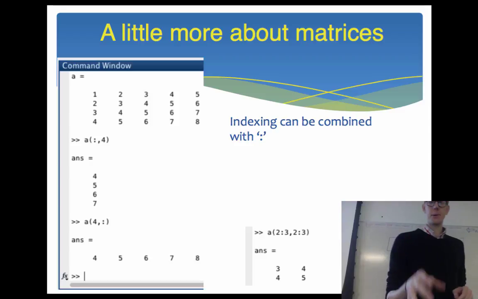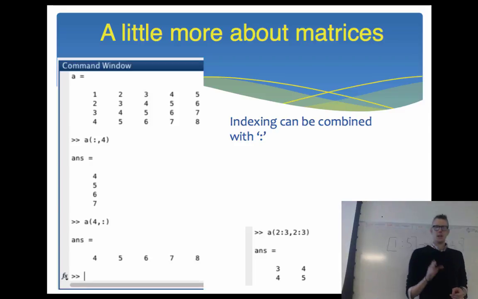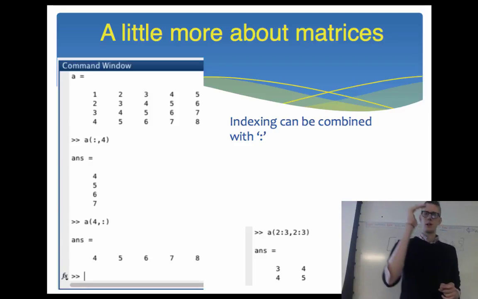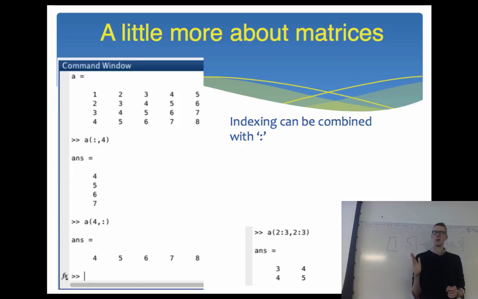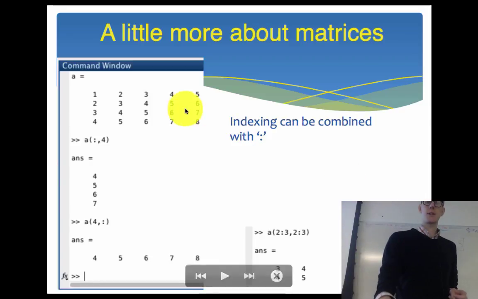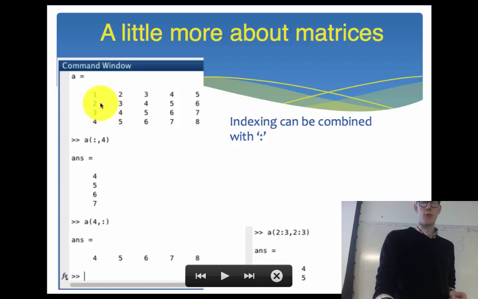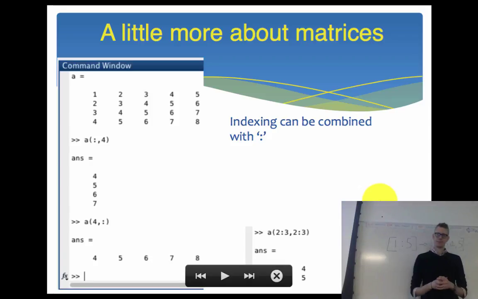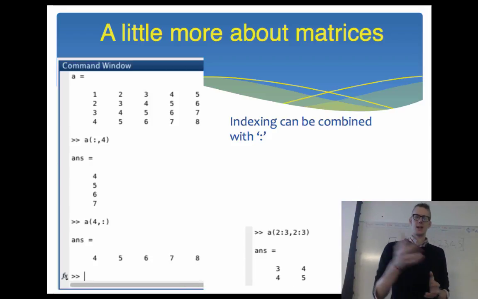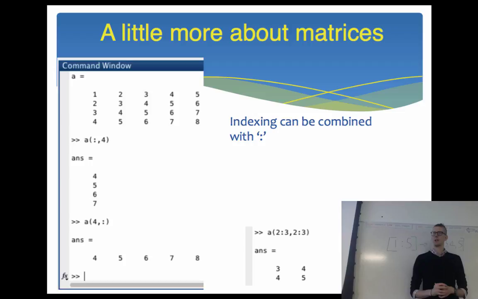So this final example will get the second to third row down and the second to third column across. So it actually extracts this little square matrix from the second to third row down and the second to third column across. And so what we get is this 3, 4, 4, 5 small square here extracted from our matrix A, and so that's why 3, 4, 4, 5 is returned.